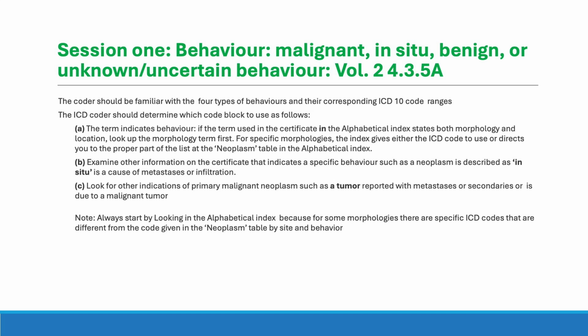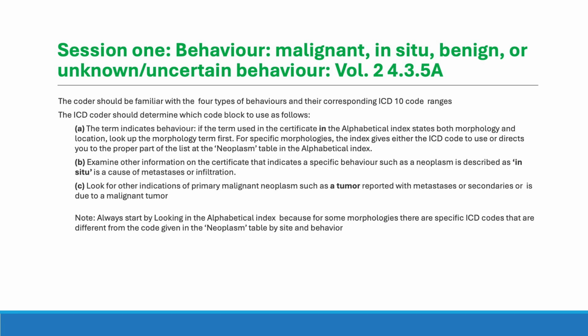In such cases, priority was given to looking up the morphology term first. The alphabetical index served as a crucial reference point, either providing the specific ICD code or directing the coder to the relevant section of the neoplasm table. Coders were instructed to scrutinize additional information on the certificate for behavior-specific indicators. For instance, a neoplasm described as in situ or associated with metastasis or infiltration provided valuable clues for classification.